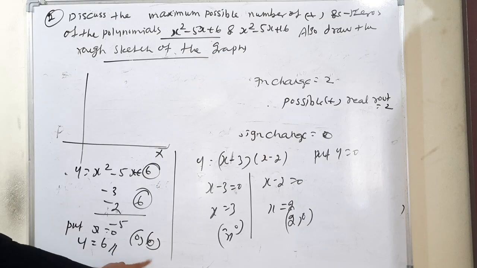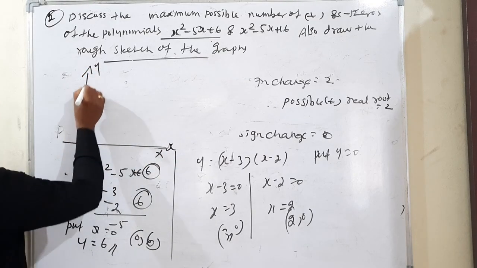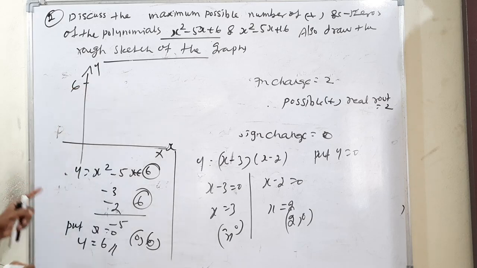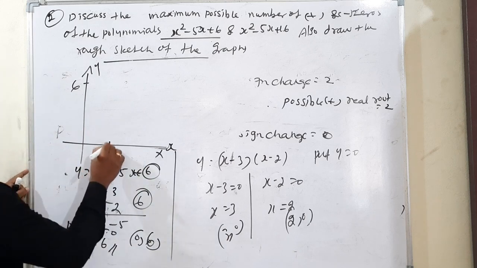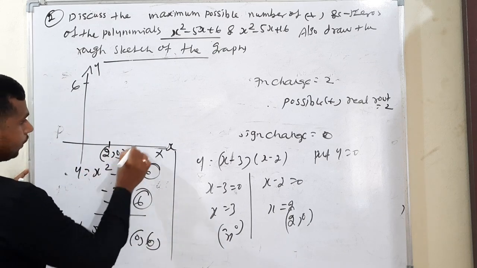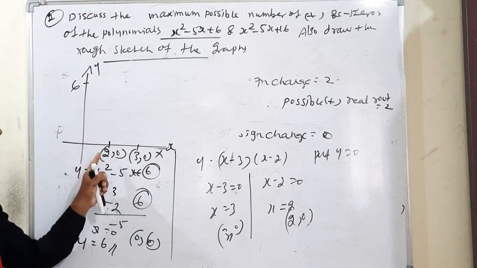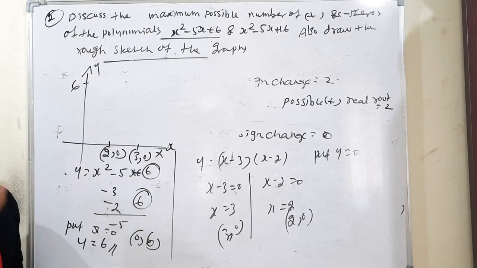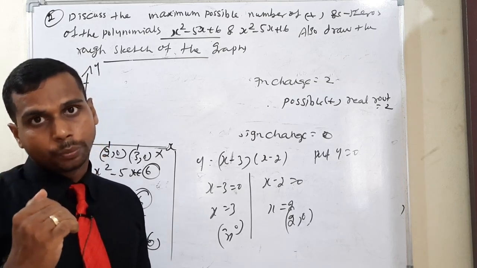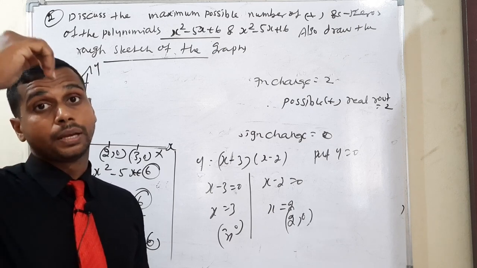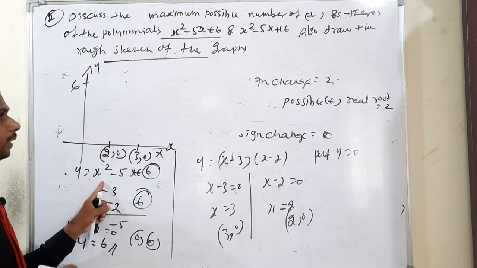So the first point is 0 comma 6. This is considered for x, this is considered for y, so this is 0 comma 6. Next point 2 comma 0, x is equal to 2, y is equal to 0. Next one 3 comma 0. Already this is the parabola. We have 4 types of parabola. First one, right side open parabola, second one, left side open parabola, third one, upward open parabola, fourth one, downward open parabola. According to the equation it will change.